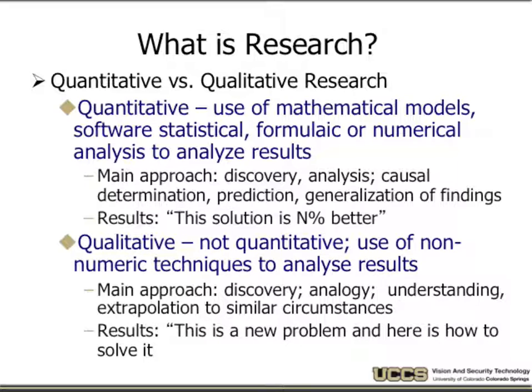In qualitative research, as its name suggests, it's not quantitative. We're using non-numeric techniques to analyze results. So the main approaches are sometimes similar in terms of going after discovery, but more often there's things like analogy, understanding and relationships to other problems, and the results are often, here's a new problem, and here's a way to solve it. And since it's a new problem, there is no real comparison to a previous solution. It's here's a way of solving it. Within that, you can mix the 2 and you can combine quantitative analysis after you've had your new problem.